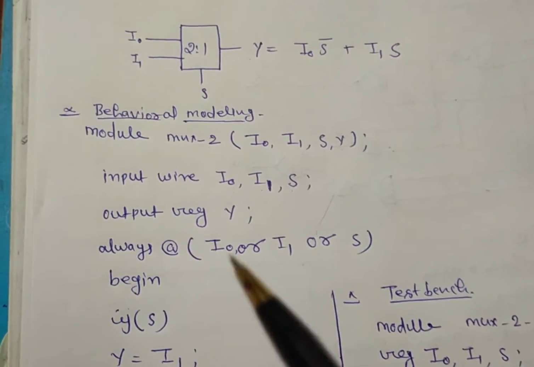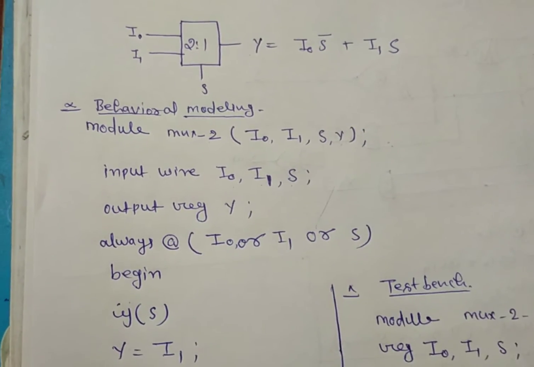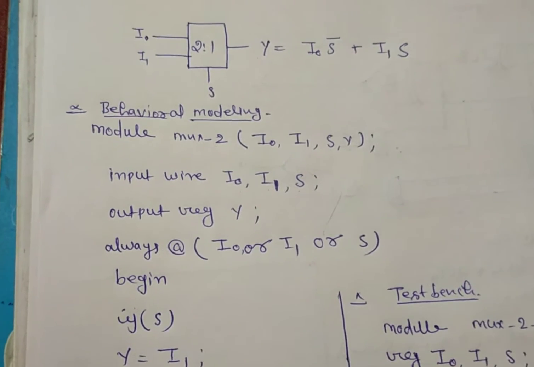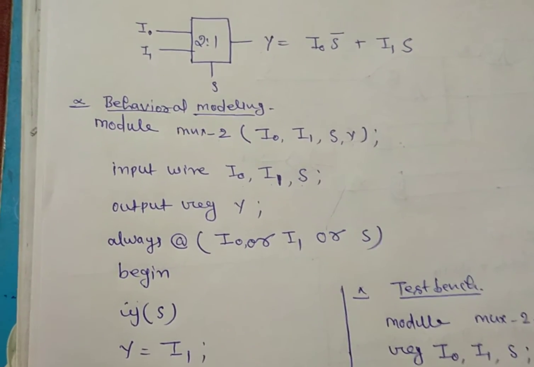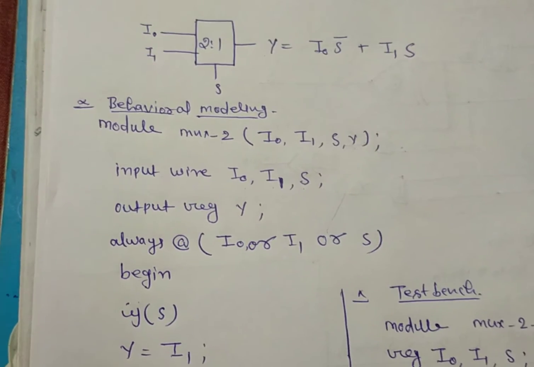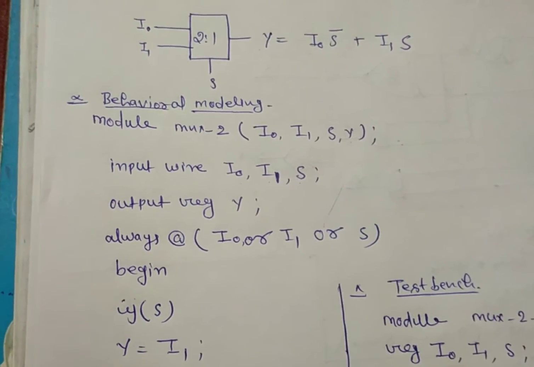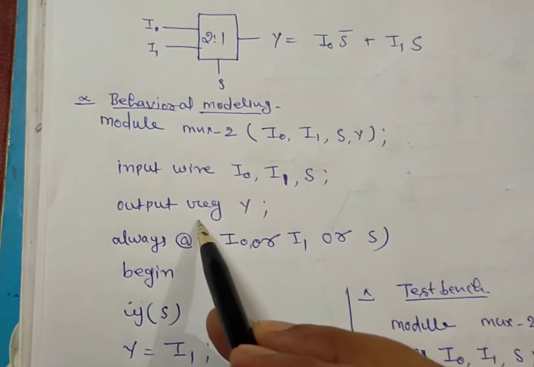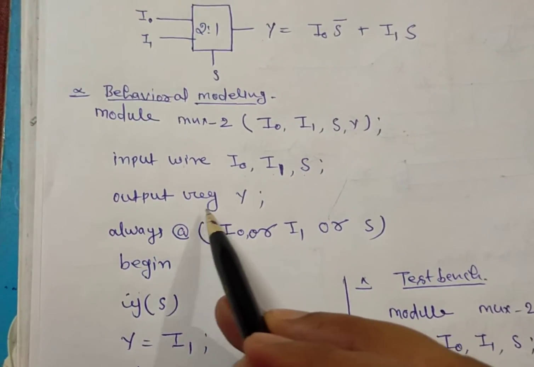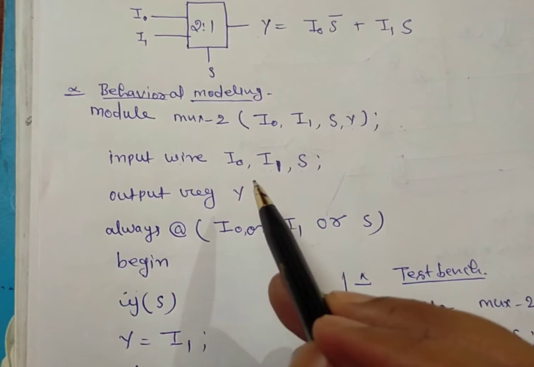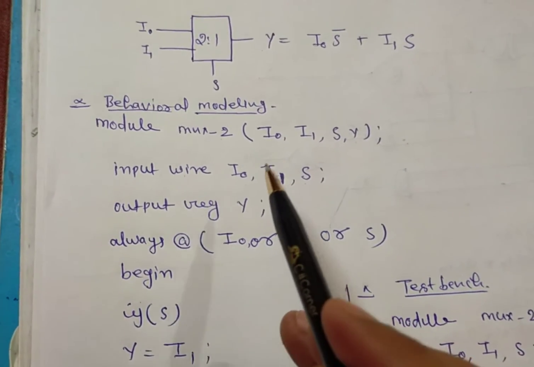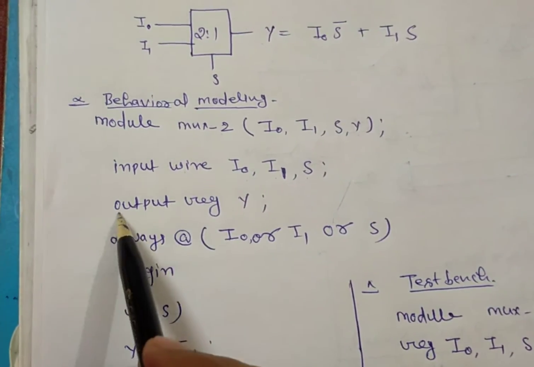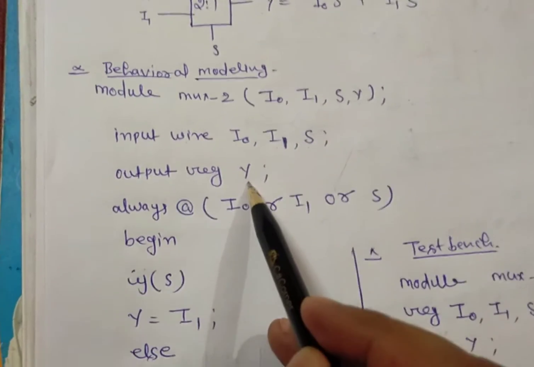But when we write the test bench, all these inputs are represented by registers and all the outputs are represented by wire. So there is a slight difference between the input and output. When we write the Verilog code, all the inputs are represented by wire and the output is represented by the register or reg. But when we write the test bench, all the inputs are represented by reg and the output is represented by wire. So output reg Y.